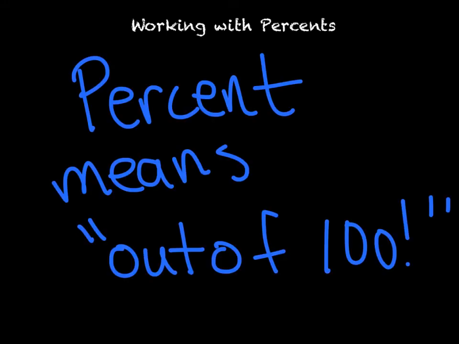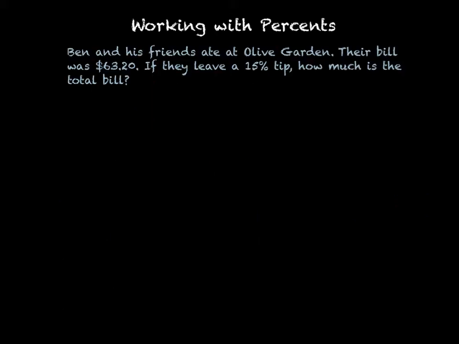First thing I want you to know about percents is that percent means out of 100. This is going to be very helpful as you do percents. So if you do 35%, it's going to mean 35 out of 100. Very important when you're working with percents. Couple of different ways to work with percents.